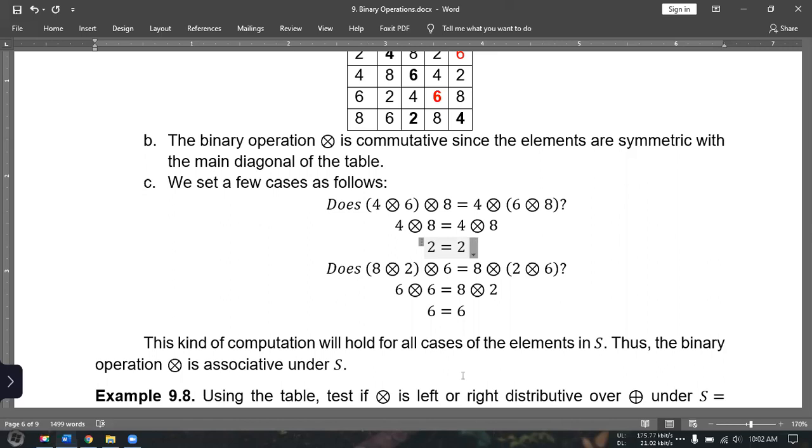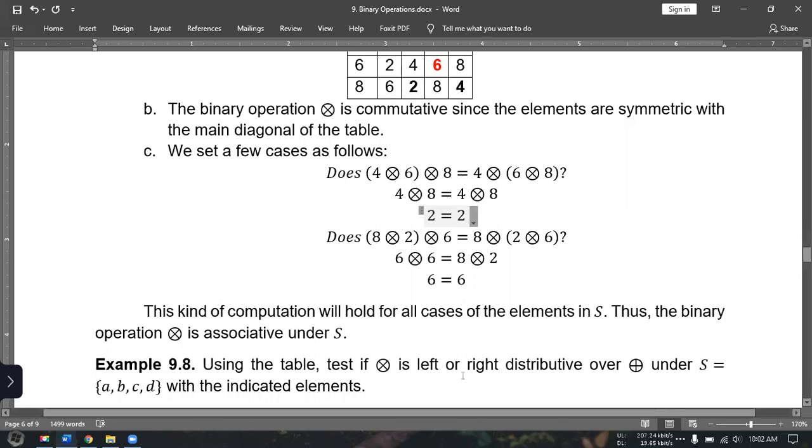Thank you. Next, example number 8. Using the table, test if multiplication is left or right distributive over addition, under S, whose elements are A, B, C, D with the indicated elements.